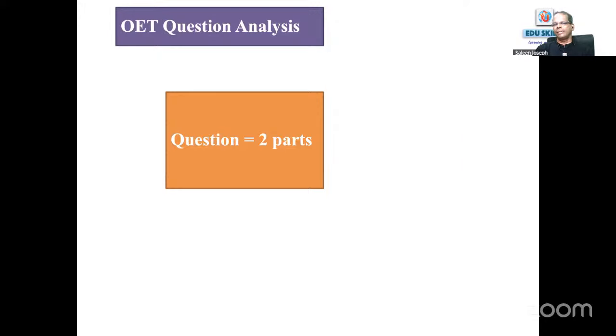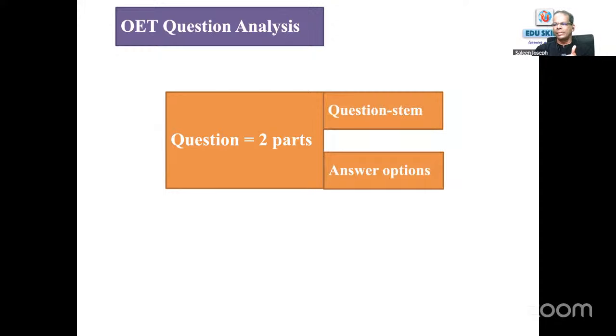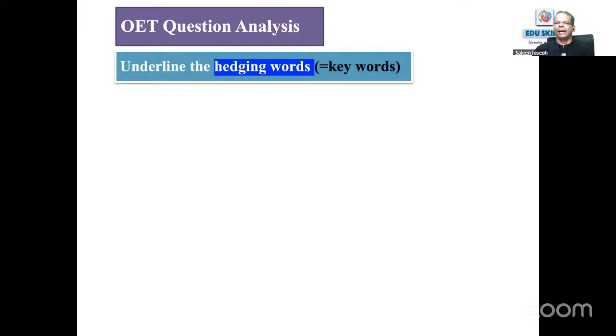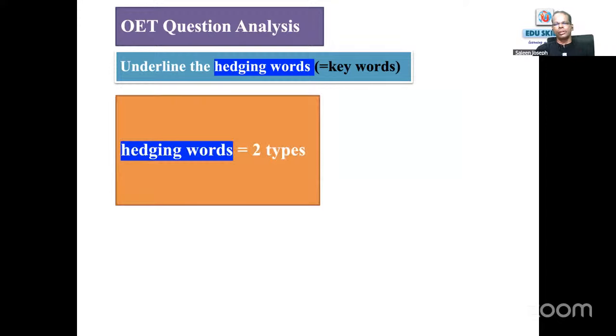OET question analysis, understand question, for the beginners, because unless I tell them this in the beginning, they will not understand what I am going to speak in the questions again. An OET question has two parts. One is the question stem. The second one is the answer options, maybe 3 options or 4 options. And underline the hedging words, keywords. I used to highlight, but if you don't understand the highlight, I change it to underline the hedging words. If I'm going fast, you can just stop me and tell me I'm going too fast. I'll try to be slow. I don't know how far my throat will help me.